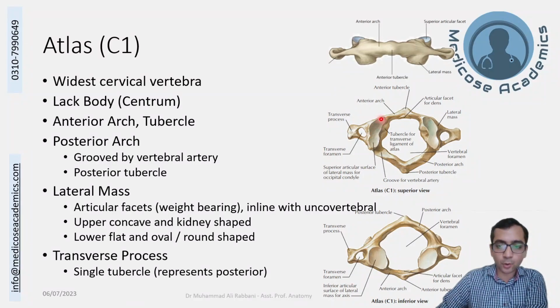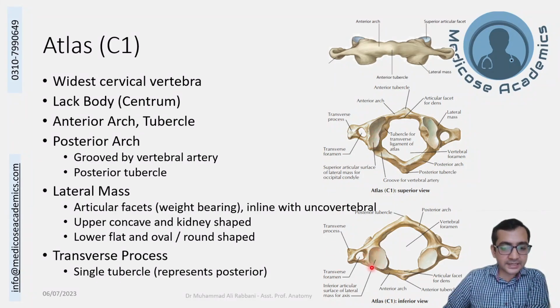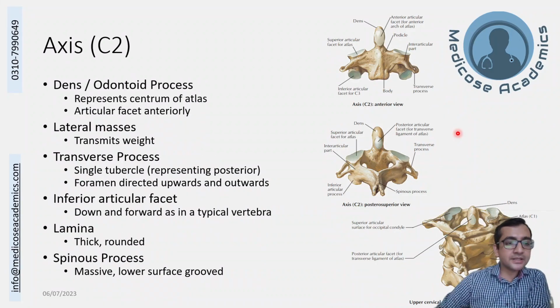The upper facet is concave, kidney shaped, making the atlanto-occipital joint. The inferior facet is relatively flat, round to oval in shape, and it is making the atlanto-axial joint. Then there is a transverse process with both anterior and posterior bars. There is no posterior tubercle of its own, and there is only one tubercle that is the representative of the posterior tubercle. So here is the axis.